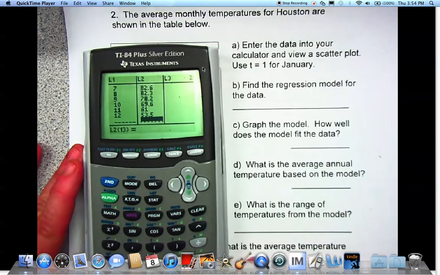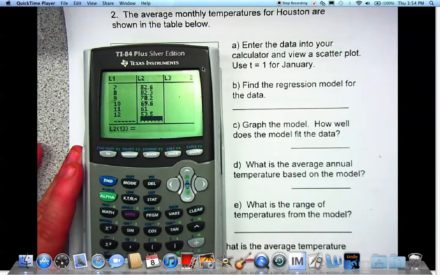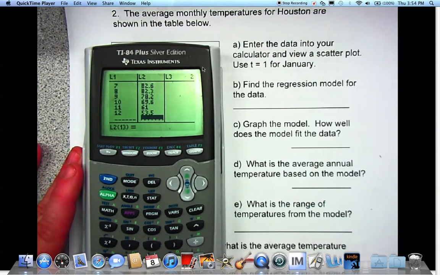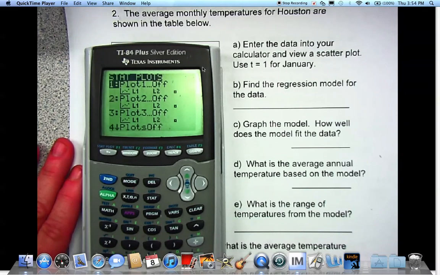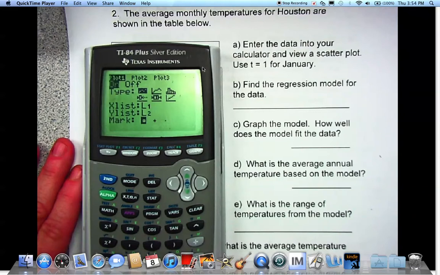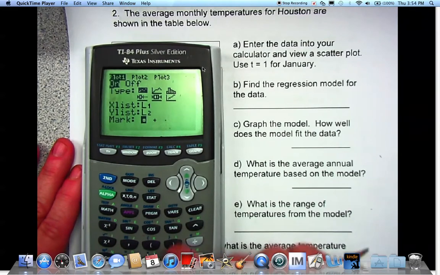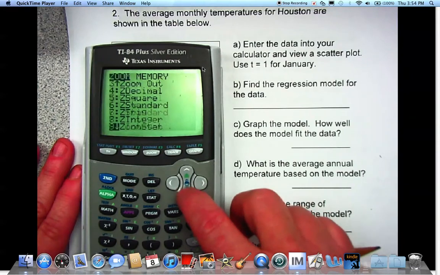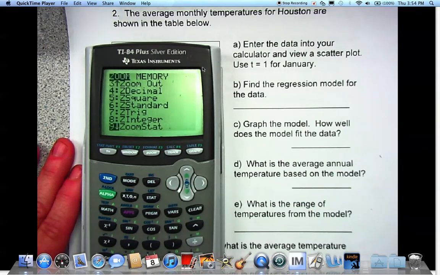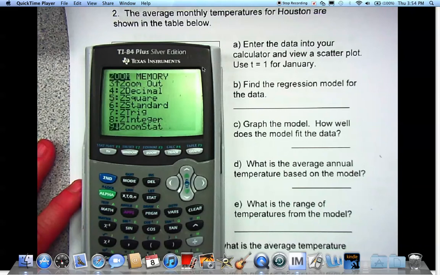All right, we entered it in, and find the regression model for the data. But first, let's view a scatter plot. Okay, so y'all have entered it? Yeah. All right, go to second, y equals, where it says stat plot. Push enter for plot 1 and turn it on. And then you're going to go to zoom stat, which is all the way down at number 9. Anytime you need to do a scatter plot, that's what you do.